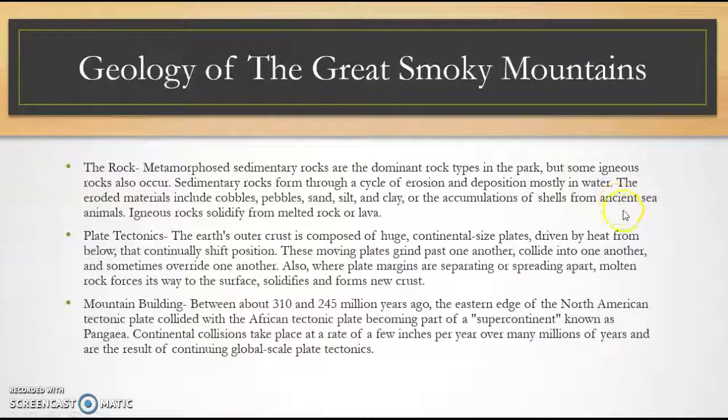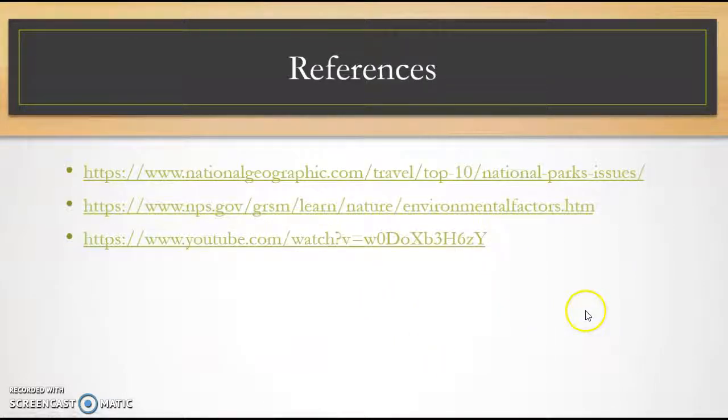And then here is the start of my reference page.